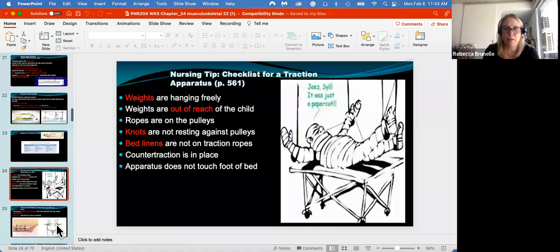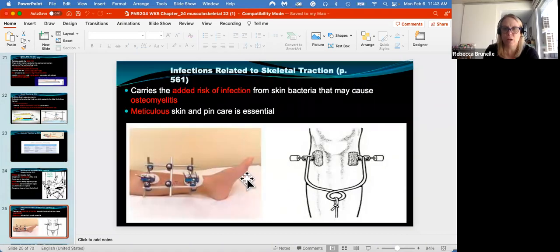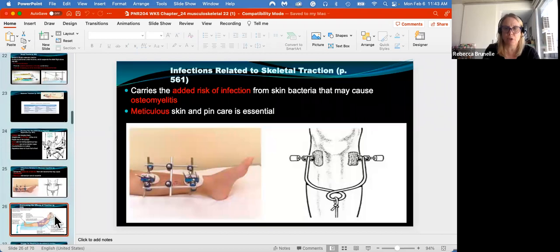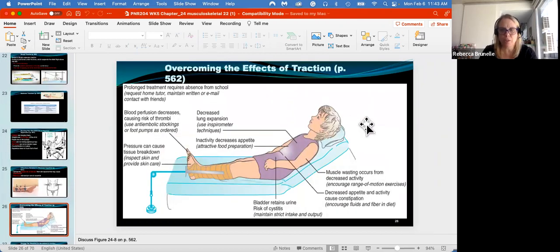And then this is the picture of the skin versus pin. If they have something that's going into the bone, then obviously you need to be worried about infection, so making sure you're doing good skin care. And here are the complications. You can have muscle wasting. They might end up with urinary retention, decreased lung expansion because they're not really able to move around in bed. They have an increased risk for clots because they're not moving. They can have skin breakdown. All of those things are pretty logical, but these are all things that you need to be worried about if your patient's in traction.